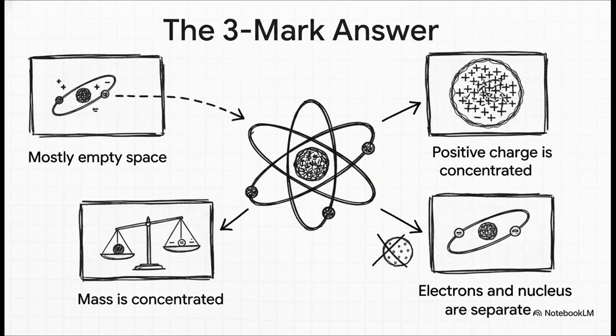And here are the answers that will get you the points. This is straight from the mark scheme. Now, what's cool is they actually give you 4 possible answers, but you only need to pick 3. So you could say that the nuclear model is mostly empty space, that's 1, or that the positive charge is all concentrated in the middle in the nucleus, that's 2. You could also say the mass is concentrated in the nucleus. And finally, you could mention that in the nuclear model, the electrons in the nucleus are totally separate. Pick any 3 of those and bam, you've got your 3 marks.